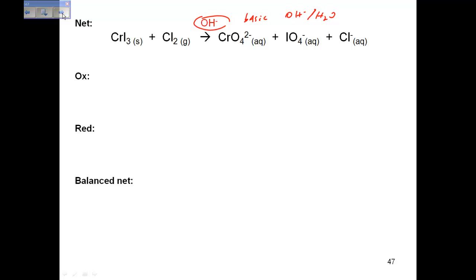Well, if you look at your chromium 3 iodide, we know that chromium here is a plus 3. I minus, there's 3 of them, so it has to be plus 3. On the other side, you see that chromium now has 4 oxygens at minus 2. That's minus 8. So chromium minus 8 equals a negative 2. That means that this is a plus 6. So it goes from plus 3 to plus 6. That's an oxidation. You also notice that there's no oxygens on chromium 3 iodide, and there are oxygens on chromate. Therefore, that is an oxidation process.